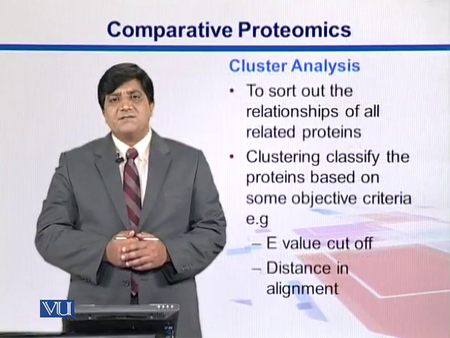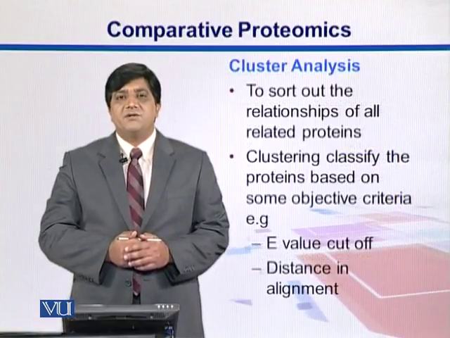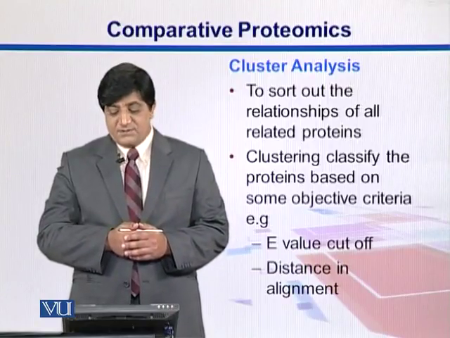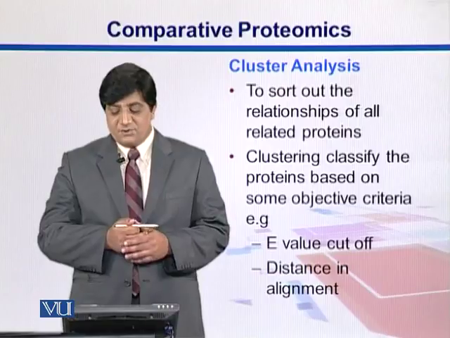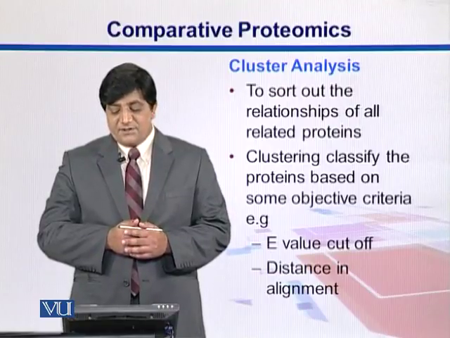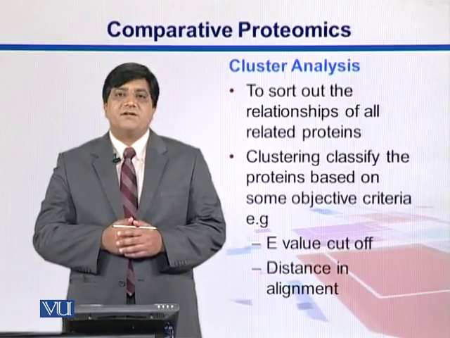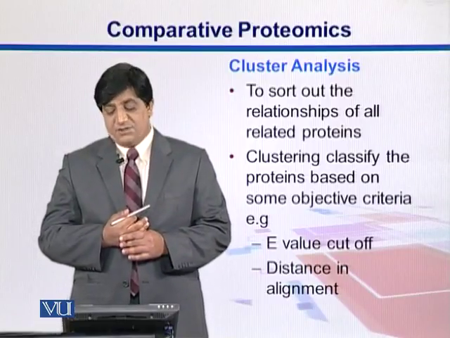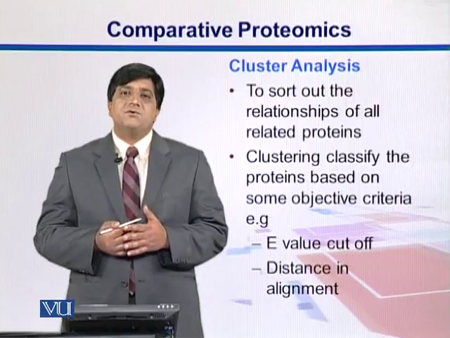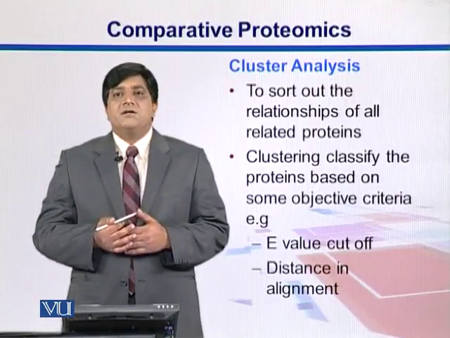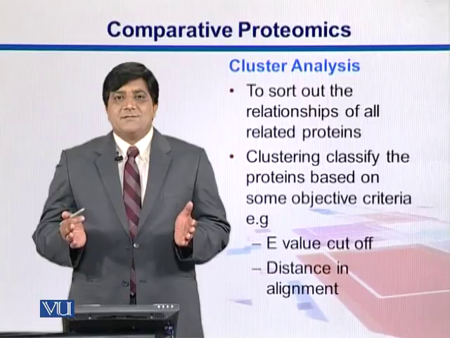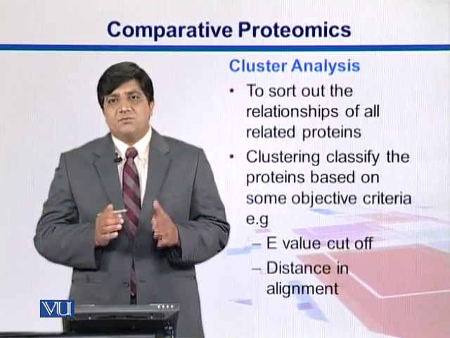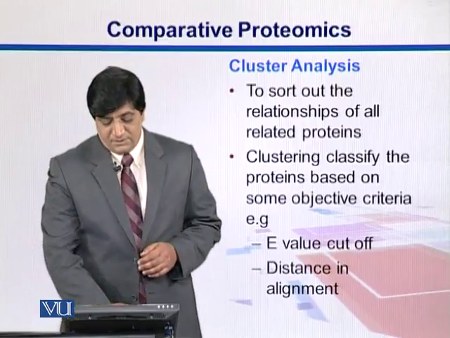In cluster analysis, we group the proteins which are quite similar to one another. We make their groups or clusters. Clustering is to sort out the relationship between those proteins, and clustering classifies the proteins based upon some objective criteria. For example, we can have some E-value cutoffs. We can also look into the distances in the alignment. The proteins which are more similar will be grouped together, and distant proteins will be grouped away from them. In this way we can have subgroups or clusters in our data.